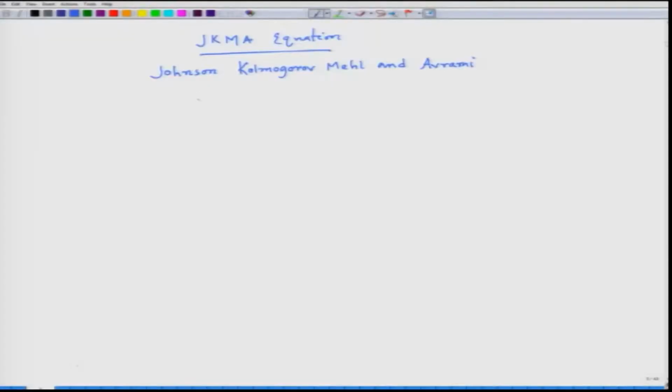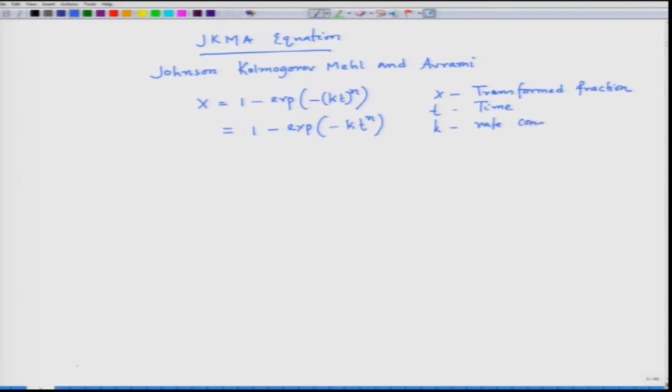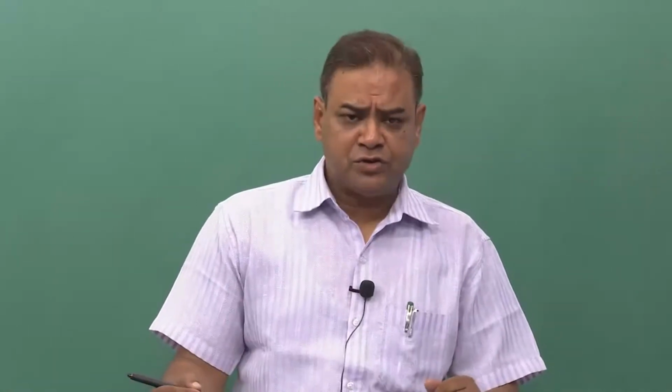The general form is x equal to 1 minus exponential minus kt^n. Now, some books write it as 1 minus exponential minus (kt) to the power n. So, different forms, but actually it ends up being the same form, where x is transformed fraction, t is time, k is rate constant specific to temperature, because this form is best suited for the isothermal case, but later on it can be tweaked a bit to include the non-isothermal form.